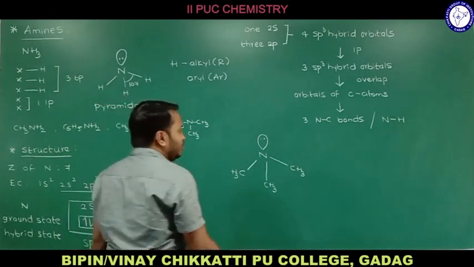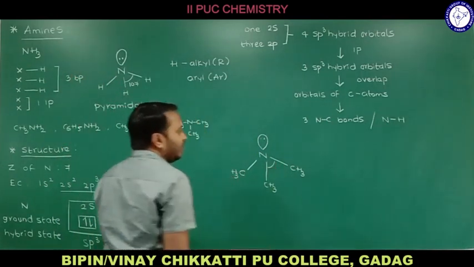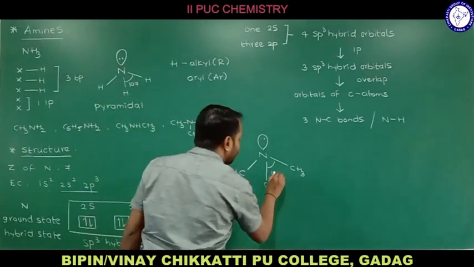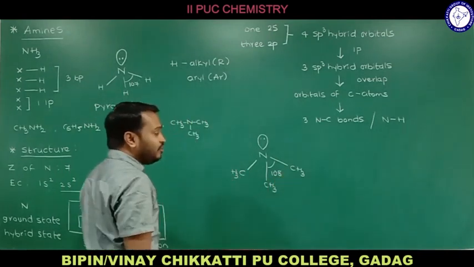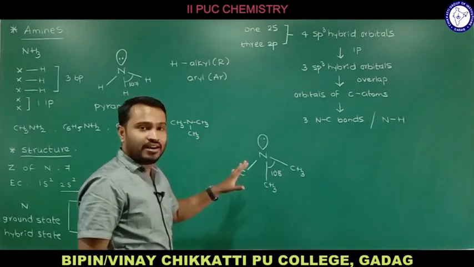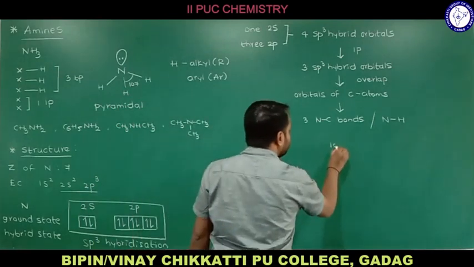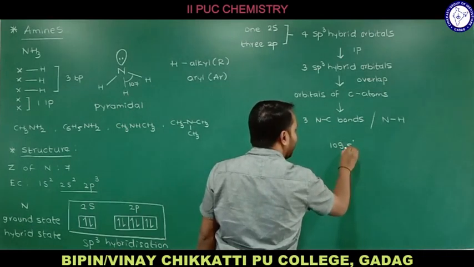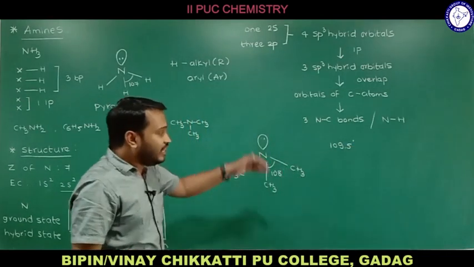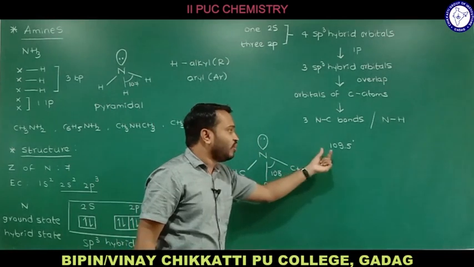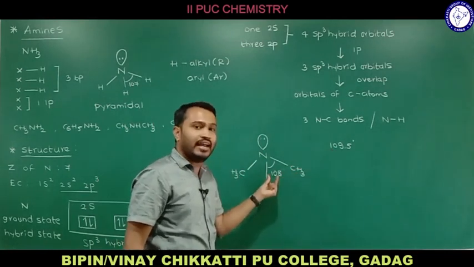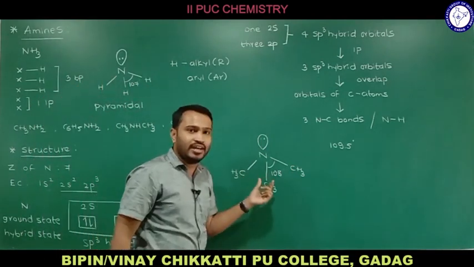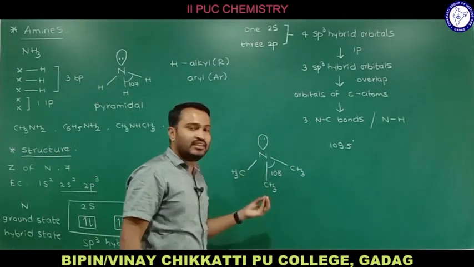But if you know the bond angle between nitrogen and carbon, that is actually 108 degrees. And try to know, if you consider the tetrahedral geometry, the standard bond angle is 109 degrees 28 minutes, or you can say 109.5. So there is a decrease in the bond angle from 109.5 degrees to 108 degrees. Try to know, in ammonia it is 107, here it is 108. So why is there a decrease in the bond angle?